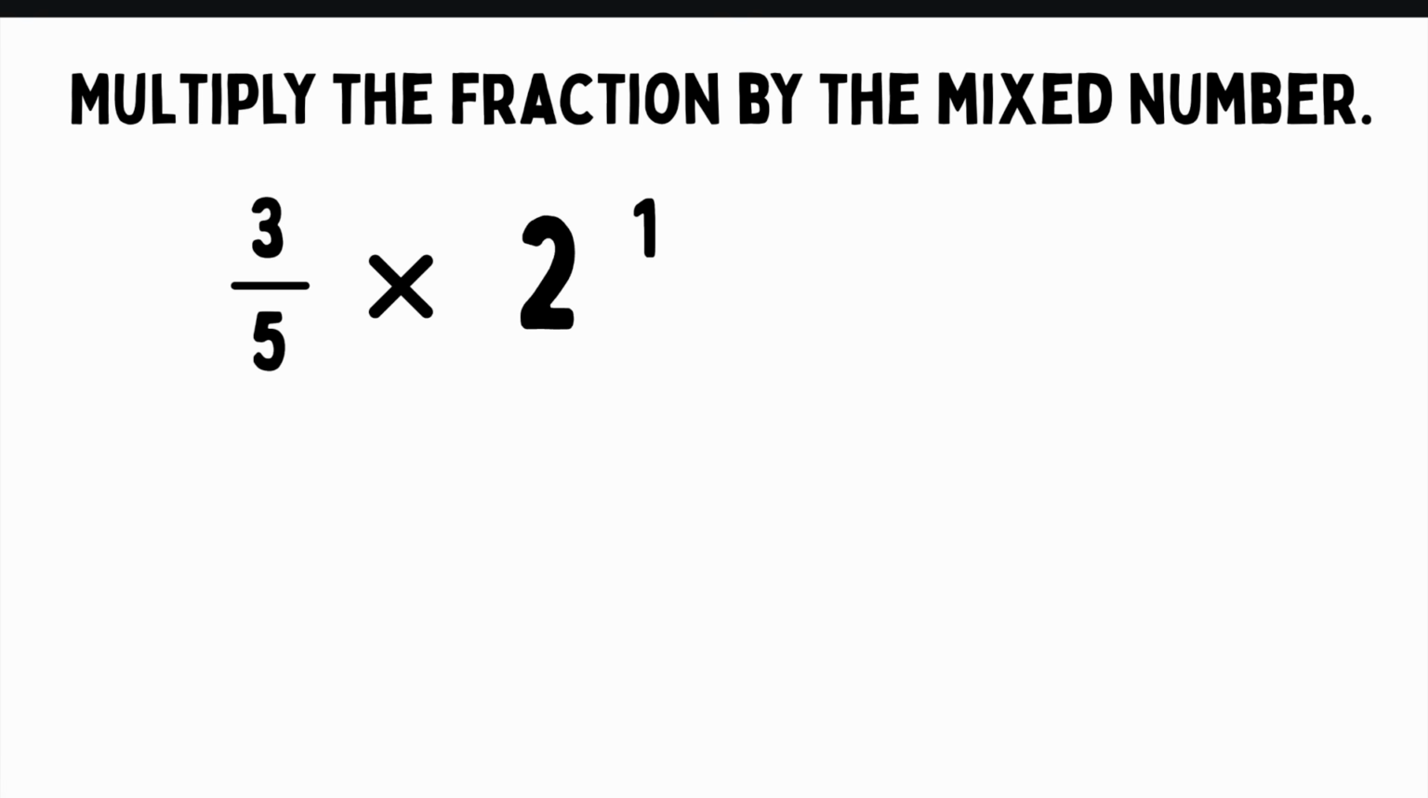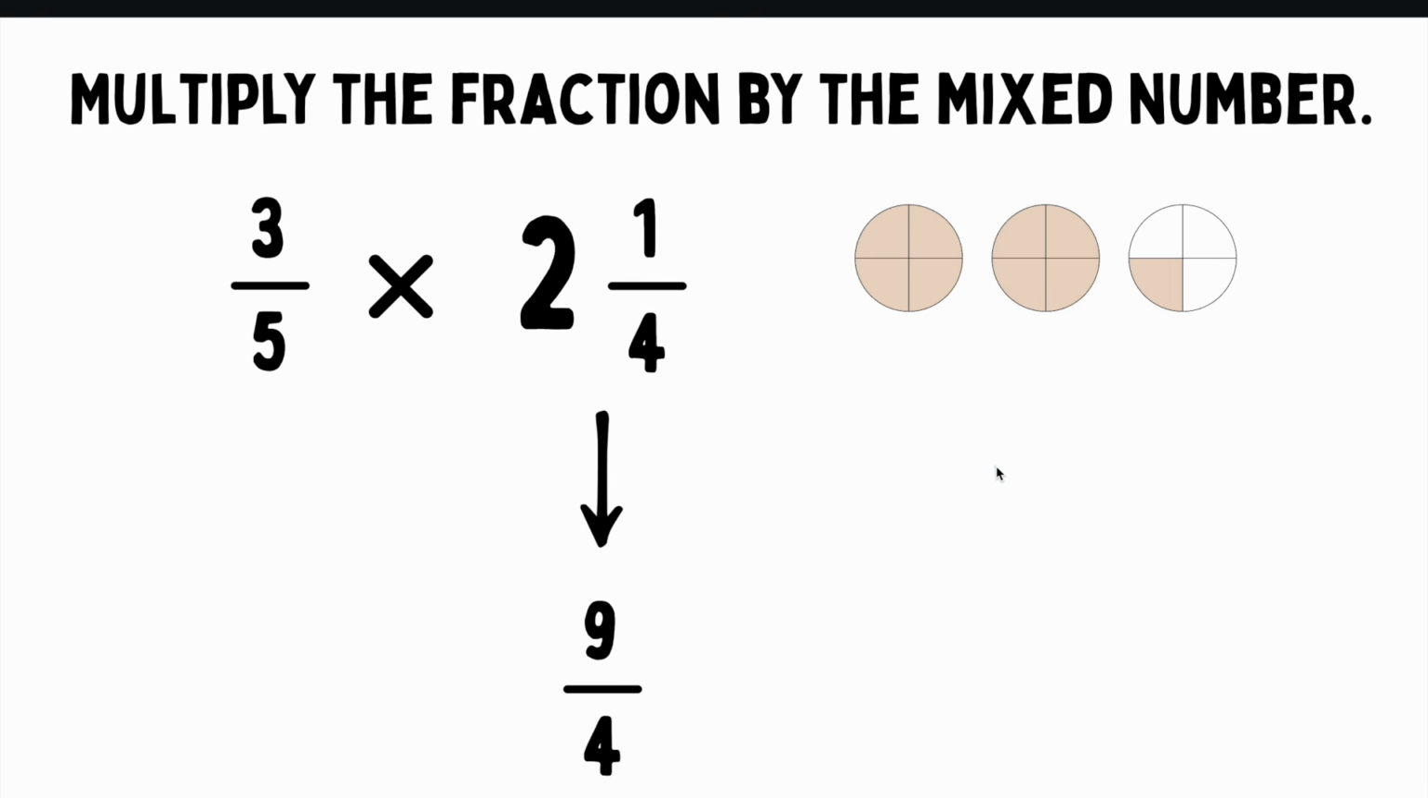3/5 times 2 and 1/4. Let's start by turning this mixed number into a fraction greater than 1, or an improper fraction. We need to create 2 wholes made out of fourths, 1, 2, and a fourth of another whole, 1/4. Let's count how many fourths. We have 4/4, 5/4, 6/4, 7/4, 8/4, 9/4.